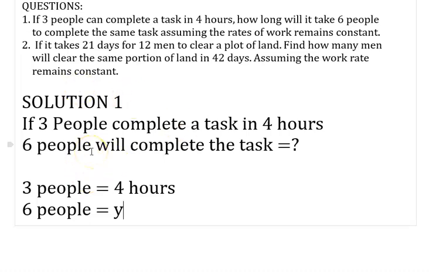So what we are going to do now is, unlike direct proportion where you cross multiply, the moment you know that this is an indirect proportion, you are not cross multiplying. You are going to multiply what you have here with what you have here. Then you multiply what you have here with what you have here. It's as simple as that.